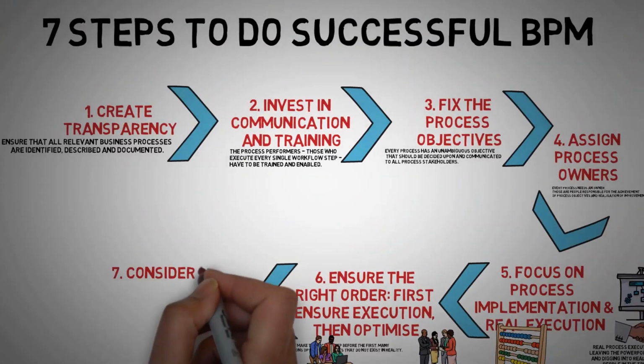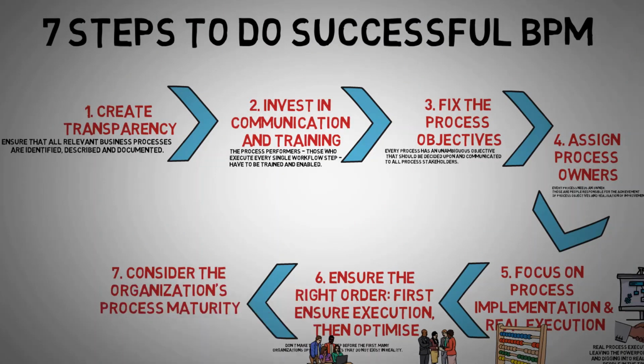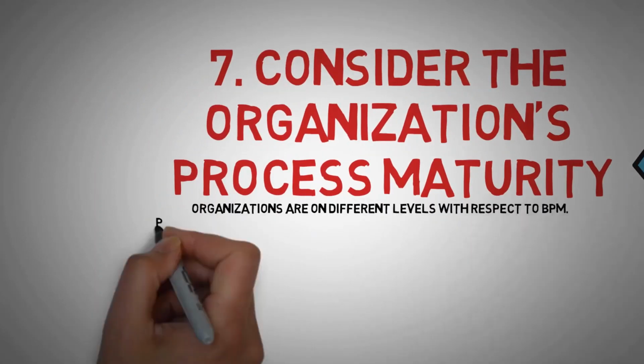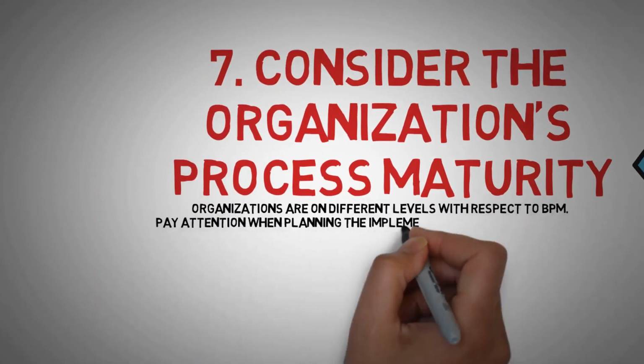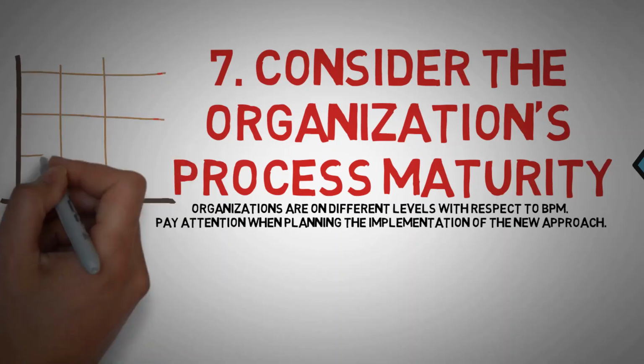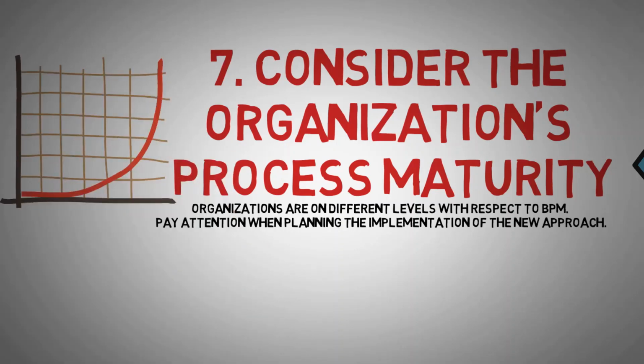7. Consider the organization's process maturity. Organizations are on different levels with respect to business process management. Pay attention when planning the implementation of the new approach. Some business methods can start out efficient but become less efficient over time.